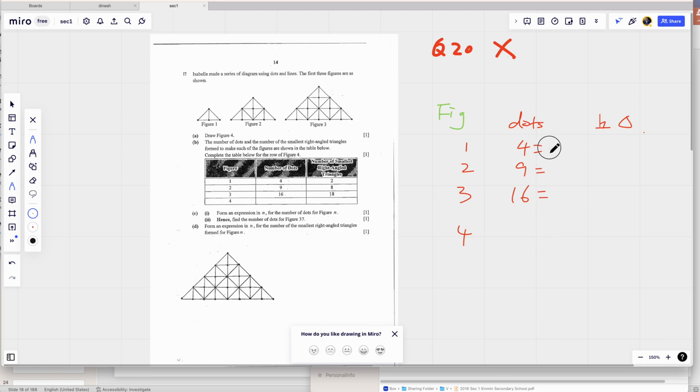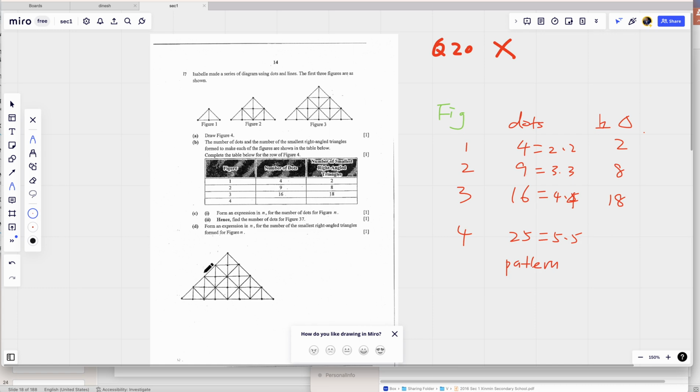2 times 2. Yep, 2 times 2, then 3 times 3, then 4 times 4. So what do you think of this? 5 times 5. Yep. So it's 5 times 5, so it should be 25. Okay, so this is the pattern for the dots. Then for the right angle triangles, this is 2, this is 8, this is 18, then what's the next one? 32.